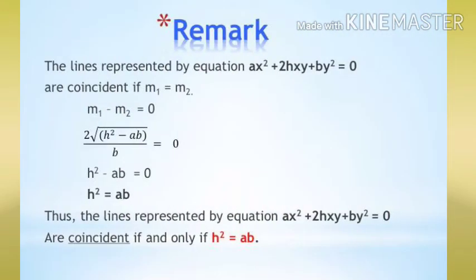Now in this slide we will see some remarks. The acute angle between the two lines we have already studied. Now, the two lines will be coincident when they have the same slopes, that is, the first slope m1 is equal to m2. Take m2 on the other side, and you will get m1 minus m2 is equal to 0. In the previous tan theta theorem, we have seen m1 minus m2 is 2 root of h square minus ab upon b. Therefore, we get h square minus ab is equal to 0, that is, h square is equal to ab. So this is your condition for the lines to be coincident. If the lines are coincident, then h square is equal to ab.